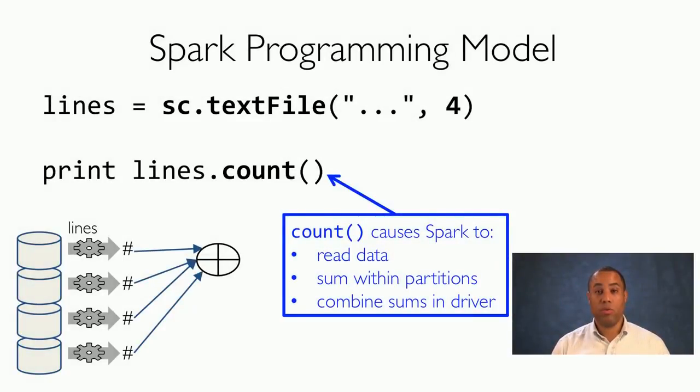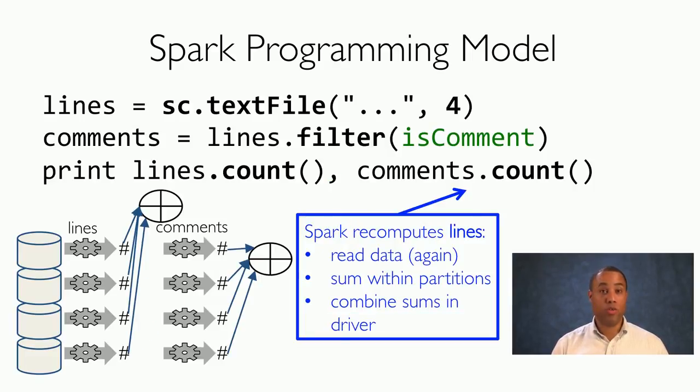Let's look at the example that we created before. So here we have the creation of an RDD lines from a text file with 4 partitions. Nothing happens when we actually do that until we execute an action. The action we're going to execute in this case is the count function, which returns a count of the number of elements in an RDD. So when we run the command print lines.count, that will cause Spark to read the data from the text file, to sum the number of lines per partition, and then to combine those sums in the driver. And we'll find out how many lines are in our program.